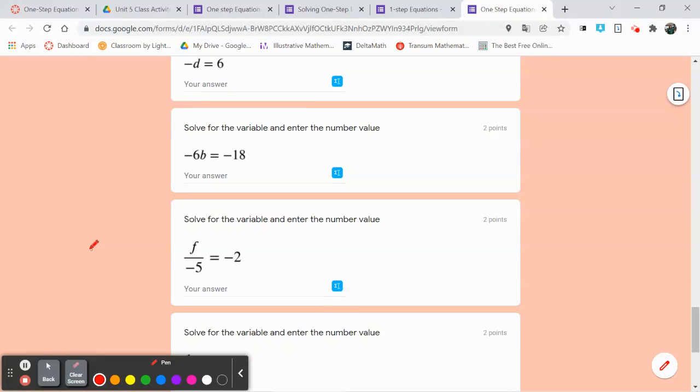The next one, negative 6 times b equals negative 18. Okay, we found our side with the letter. It's b. We have multiplied by negative 6. The opposite of multiplying by negative 6 is dividing both sides by negative 6. All right, that cancels out. Negative 6 divided by negative 6, you've got 2 negatives, so you get a positive 1b. 2 negatives here, so I get a positive 3. 18 divided by 6. All right, next one.